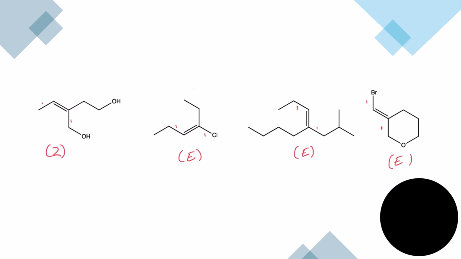Same with over here, the first difference is that chlorine. So even though this side is bigger, the chlorine still has priority. That's why this is an E compound. And this example is pretty self-explanatory. I think we went over that. And here, it's the same thing as before.